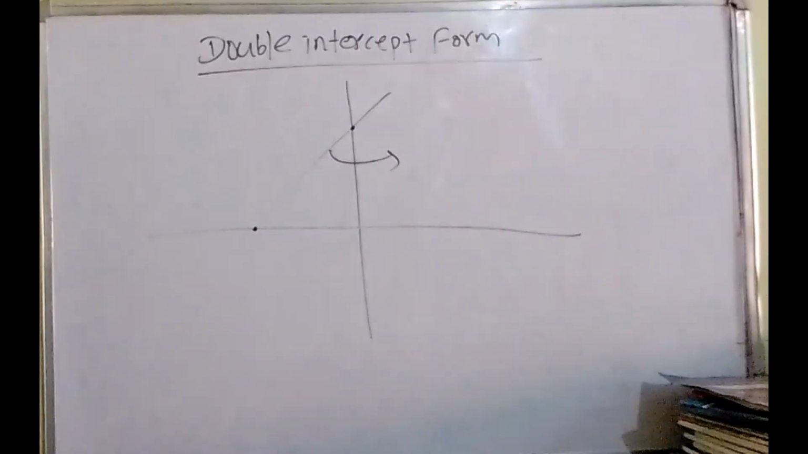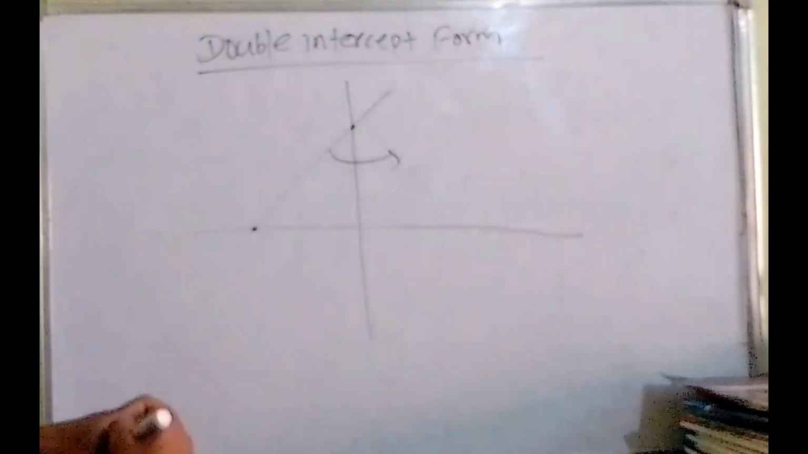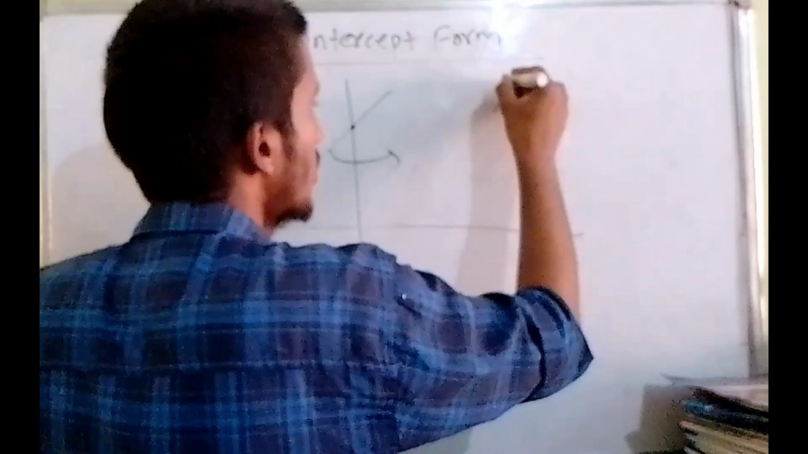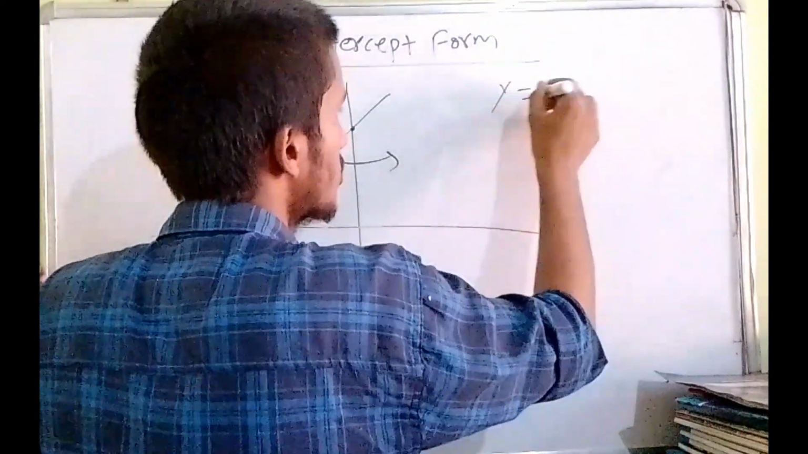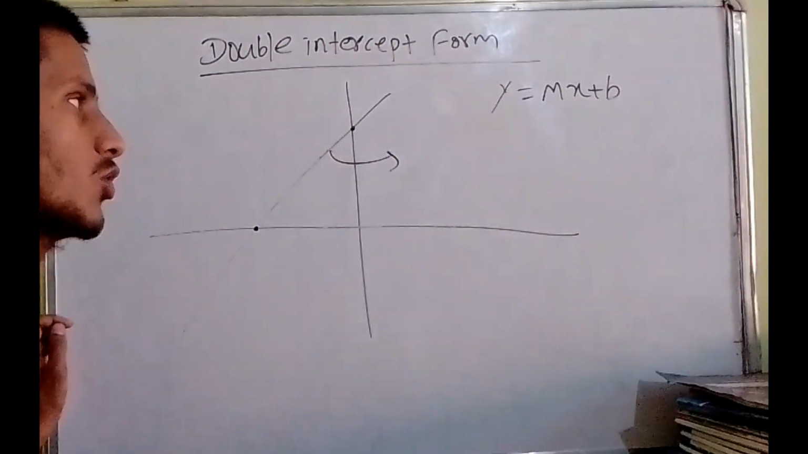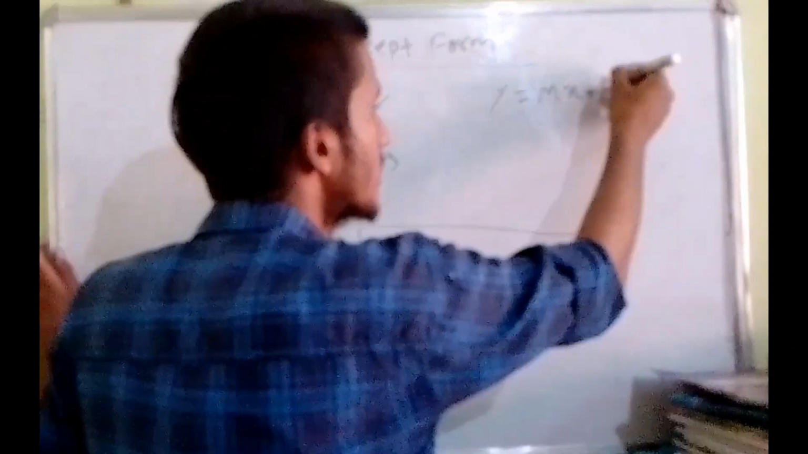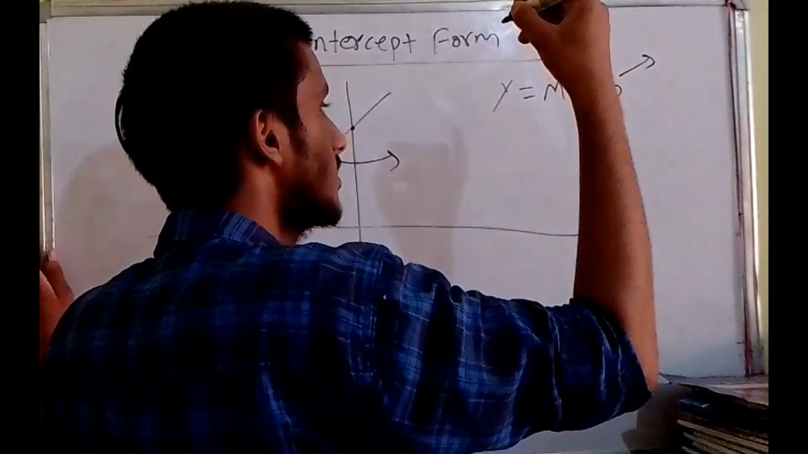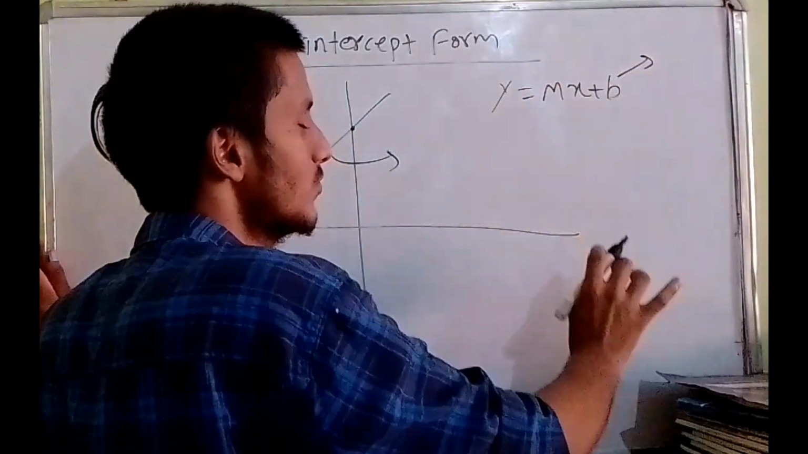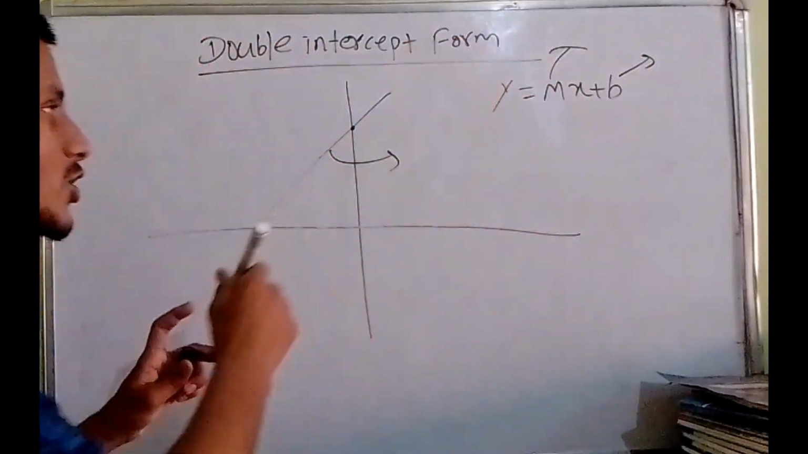There are two ways to come up with the formula of the double intercept form. The first way is to use the already known formula, y is equal to mx plus b, and modify this a little. What will be the modification? The modification won't be with b, because this is the y-intercept, so one of the intercepts is already in this equation. The modification will be with m.